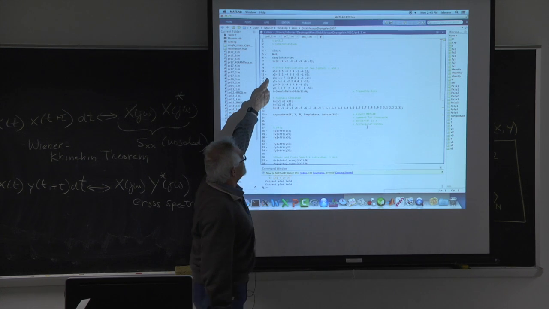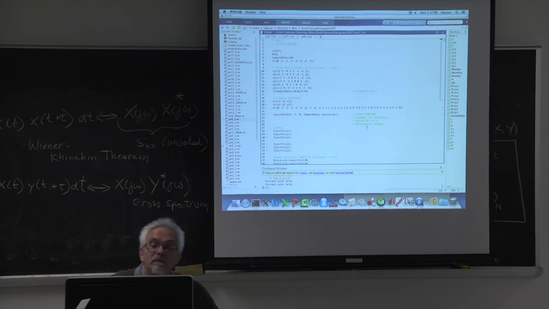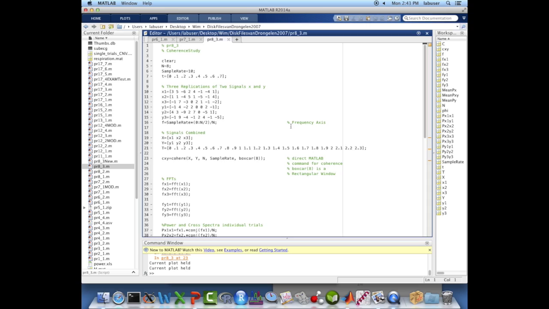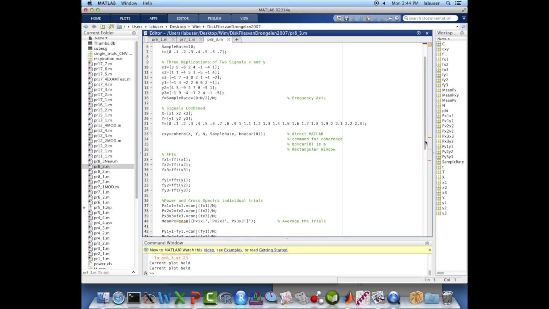If you look at the program, basically the top part shows you the three replications of signals x and y, and they're not exactly the same. Then in the next one, the signals are combined into a single signal. That's in the signals combined header. Then I use the cohere command, which is actually an old command in MATLAB, but it still works, to compute the coherence between x and y. And then I'm going to do it by hand, using our recipe that we just discussed.